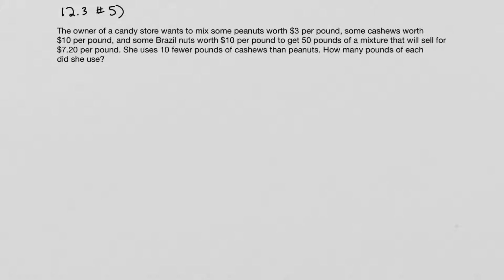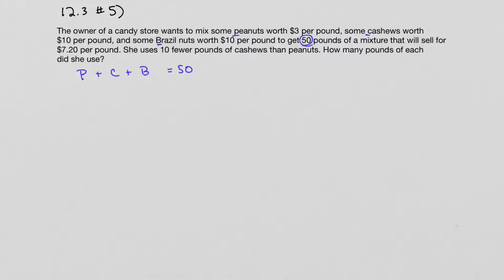So since we have three quantities here, we're going to need three variables. We'll just start with the first letters of their name. So C for cashews, B for Brazil nuts. What else did we have? Peanuts. P for peanuts. So we'll let P be the number of pounds of peanuts, C be the number of pounds of cashews, and B be the number of pounds of Brazil nuts. So all those need to add up to be 50 pounds. So all the nuts together have to add to 50 pounds. So the peanuts plus cashews plus Brazil nuts are going to make 50 pounds altogether.